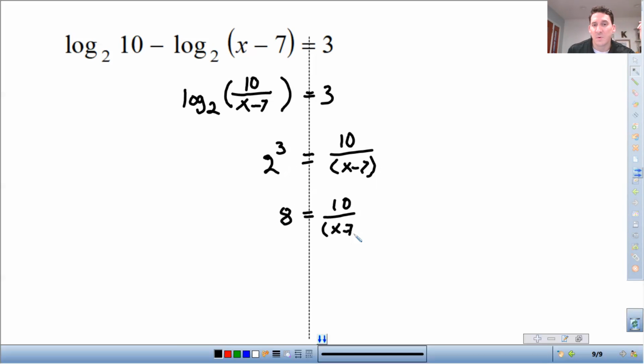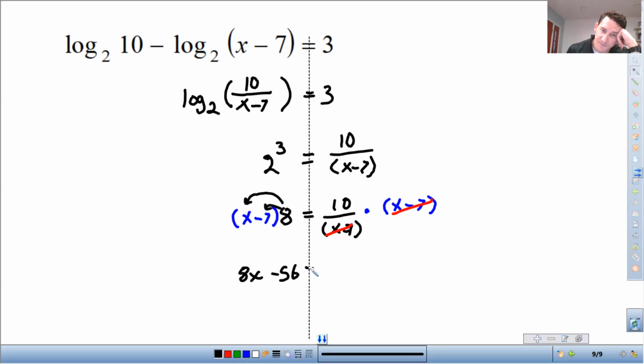From here, we want to get that x out of the bottom of the fraction. The easiest thing to do from this point is just to multiply both sides by x minus 7. So the x minus 7 there and that x minus 7 cancel out. Distribute the 8 into here. 8 times x is 8x. 8 times -7 is -56.